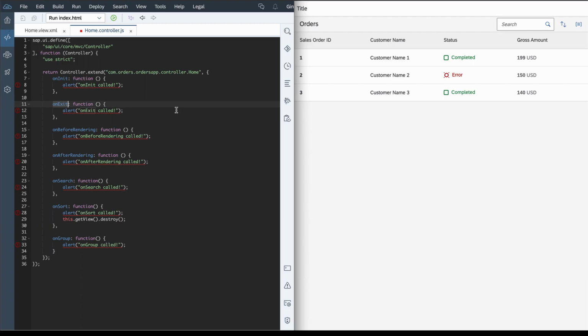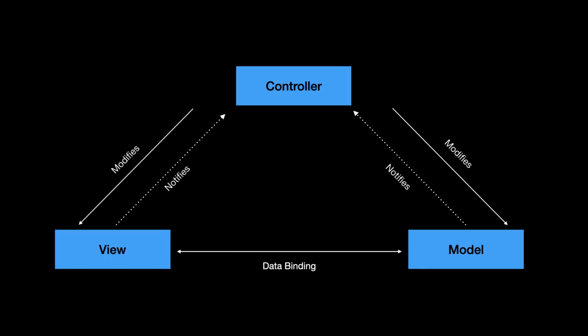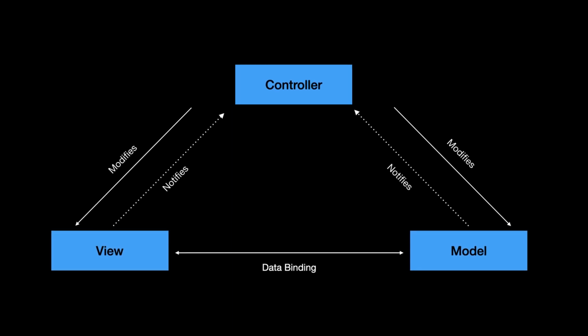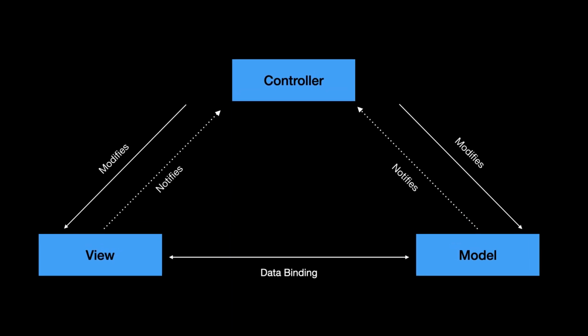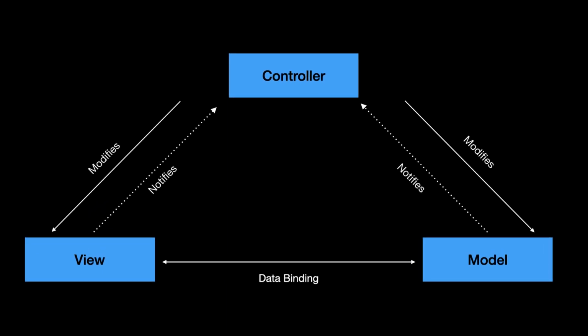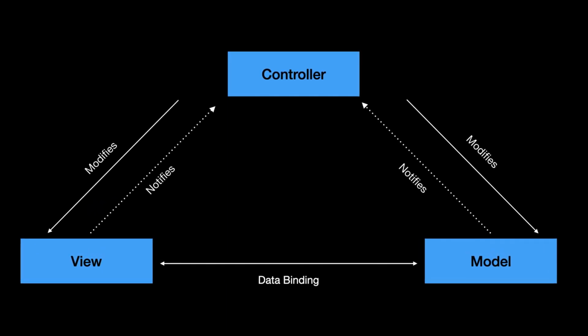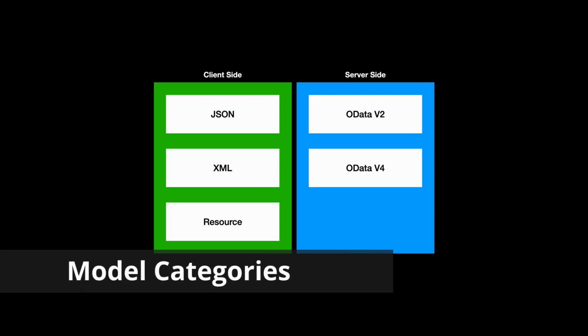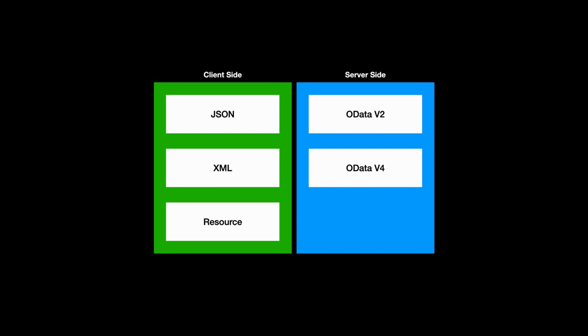I'll just comment out some of these alerts since we don't need them. A model in the model view controller concept holds the data and provides methods to retrieve the data from the database and set the data or update the data as well. There are two categorizations of models, the client side and the server side. Client side models are models that are only stored in the user's device or the browser. These are the JSON, XML, and the resource model, while the server side models are stored remotely like your OData version 2 and OData version 4.